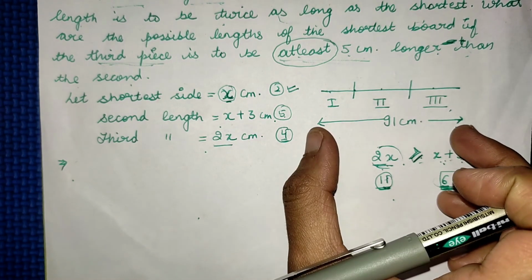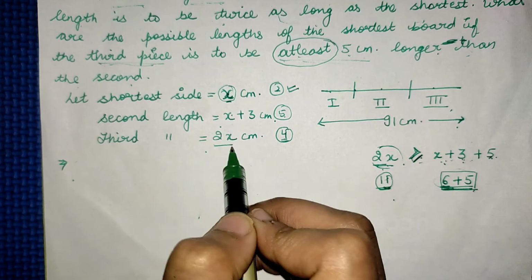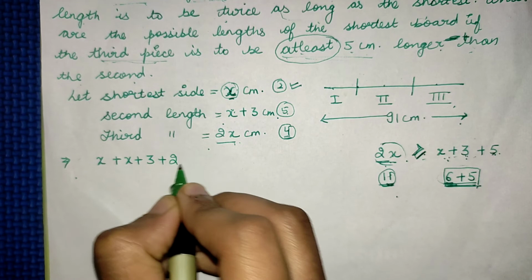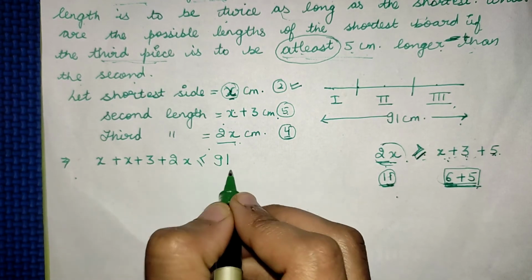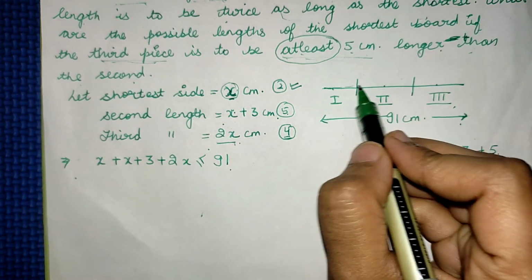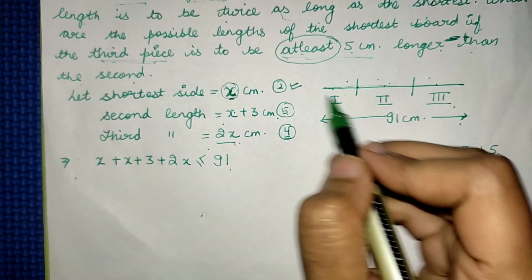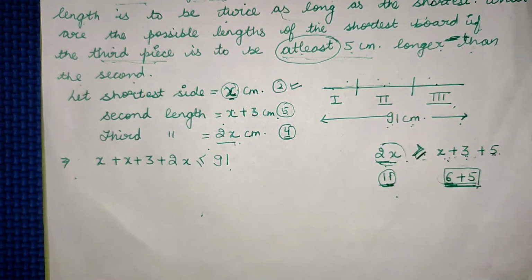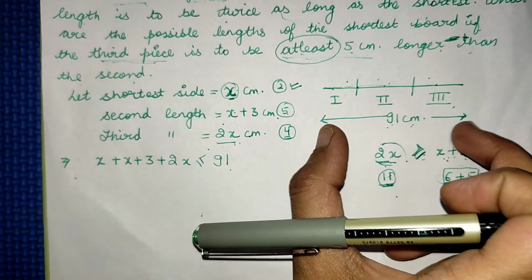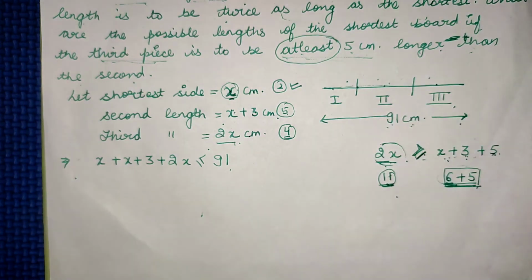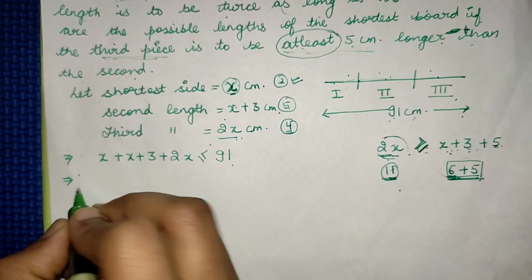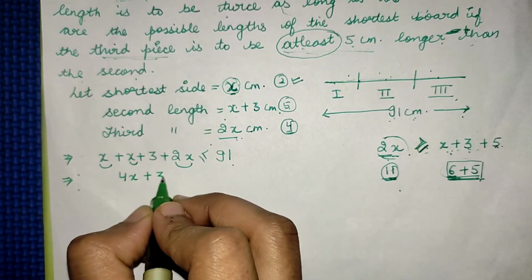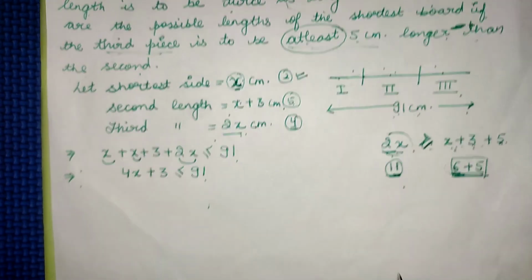Coming to this point, the total length given to us is 91. So the sum of all of these sides should be less than or equal to 91. Why? Because we are cutting all the 3 sides from this board, so the sum of these 3 sides cannot be greater than 91. It can be either equal to 91 or less than 91. So x plus x will be 2x, and 2x plus 2x will give you 4x plus 3, which should be less than or equal to 91.